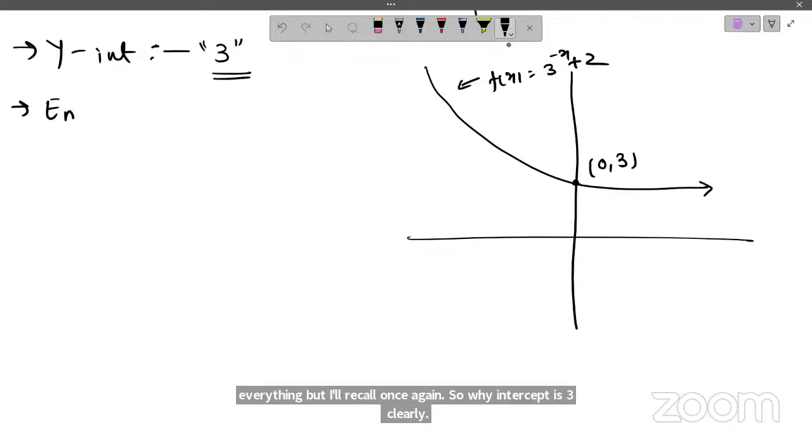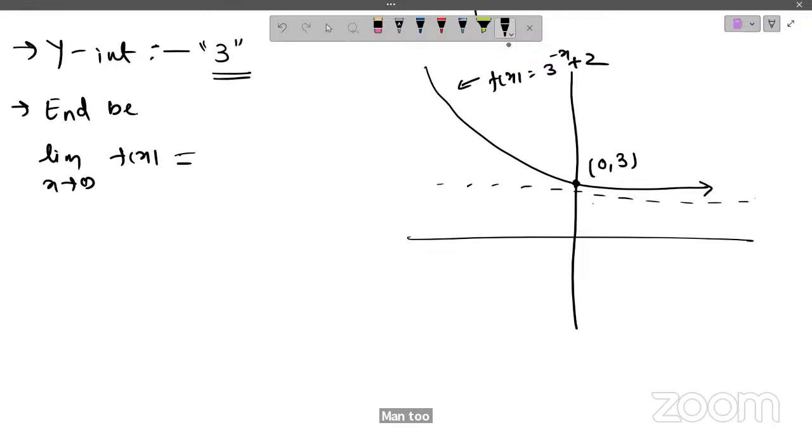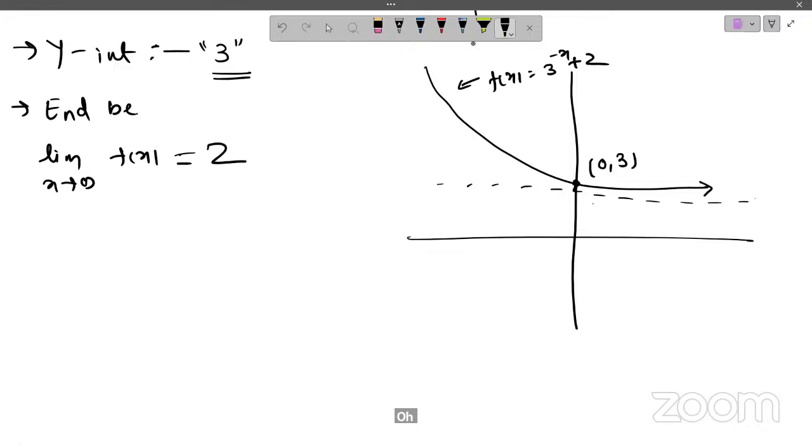Now, what is the end behavior? Limit x goes to infinity, what will be f(x)? It tends to 2, not 0, because there is a 1 unit gap, 1 unit downwards, so 2. And as limit x goes to minus infinity, f(x) will increase, so it goes to plus infinity, right? Okay, this thing is clear?